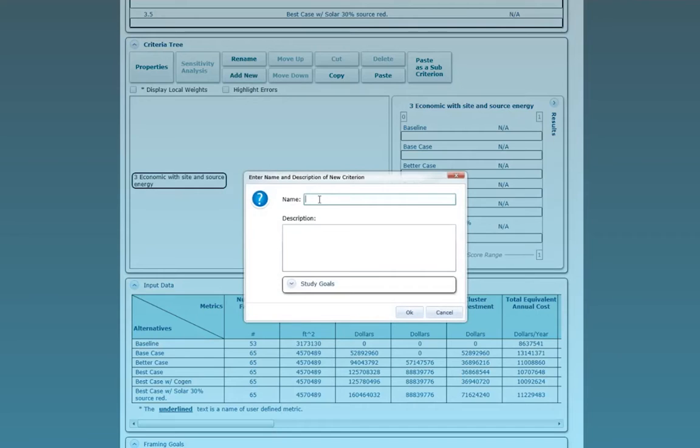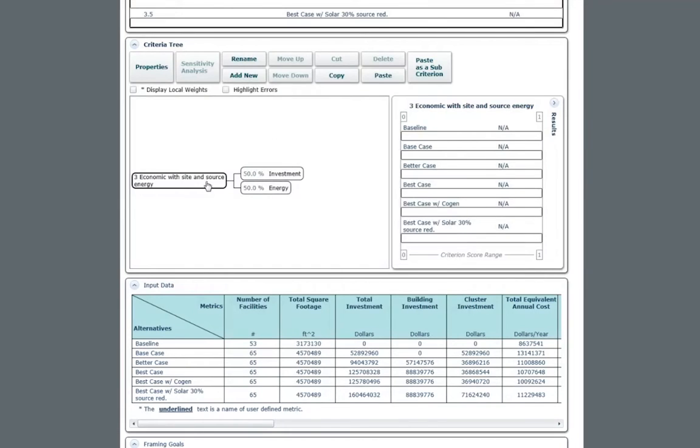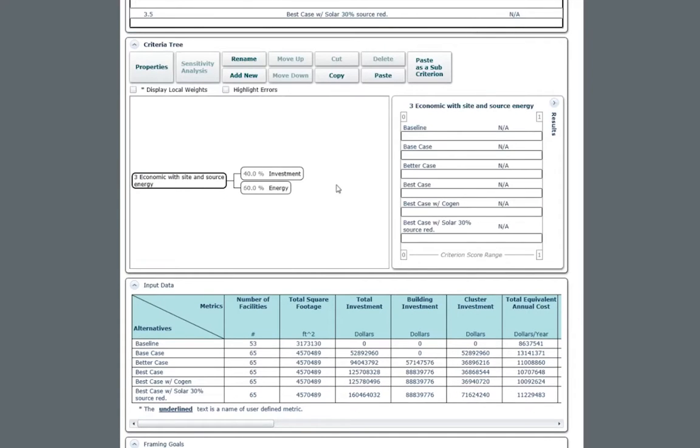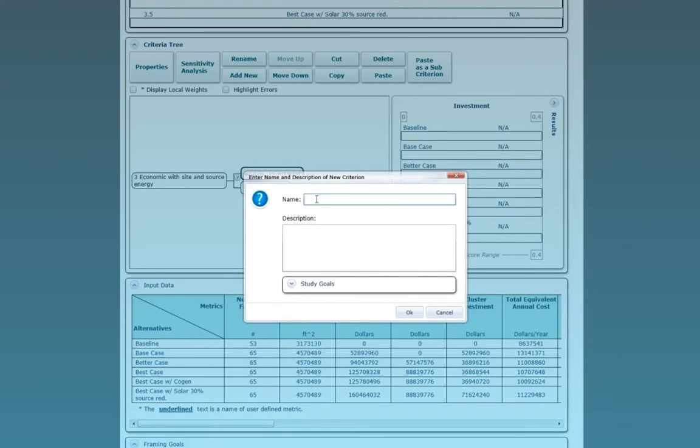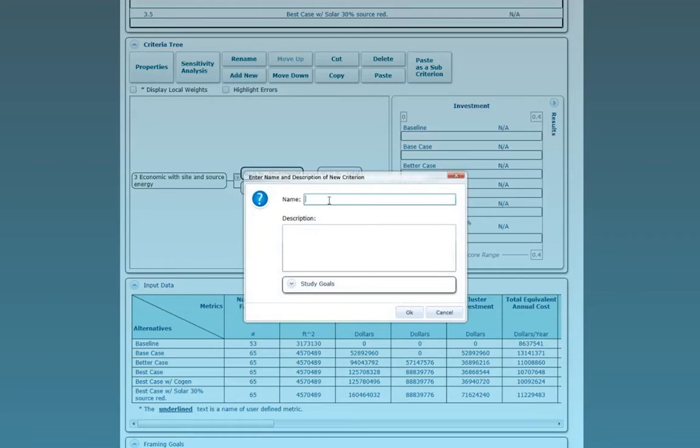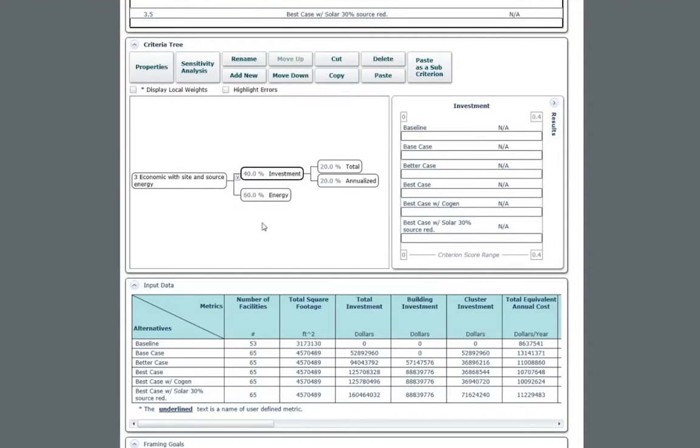So we're seeing this as we go along. We want to start with our investment, and the other one is energy. We want to hold the sensitivity the same, or how we weight between investment and energy. We want to hold those the same between all the models. Now let's go to the investment and add our branches there, and we've got our total investment, total, and total annual or annualized. Okay, so we're going to keep those weights, and then we're going to go to our energy.